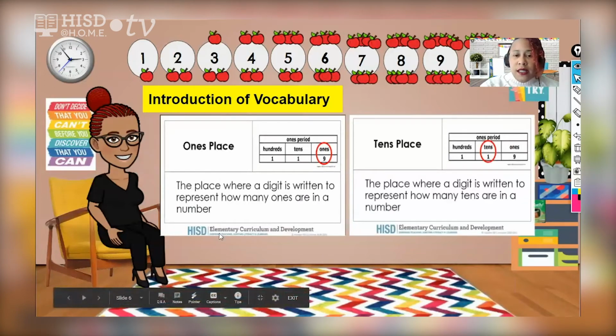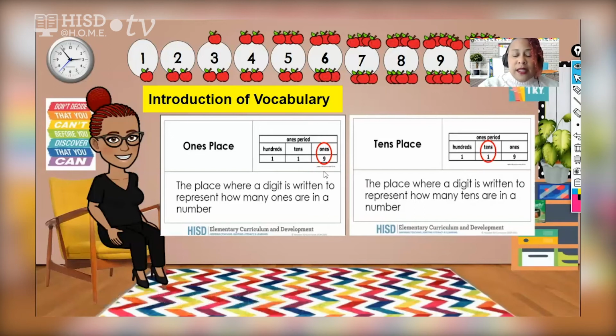The ones place. The ones place is the place where a digit is written to represent how many ones are in a number. Tens place. The place where a digit is written to represent how many tens are in a number.